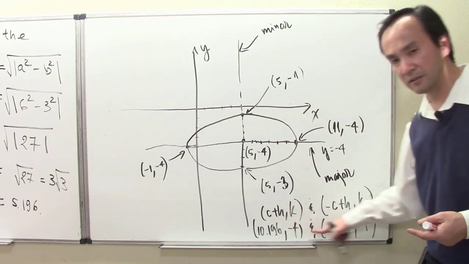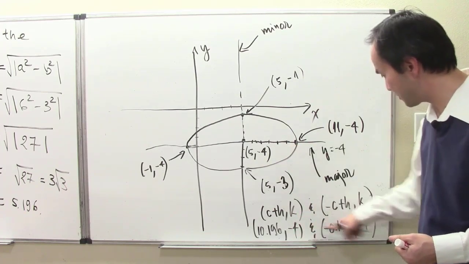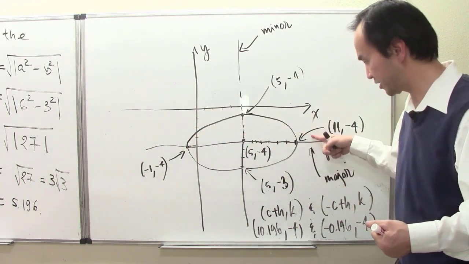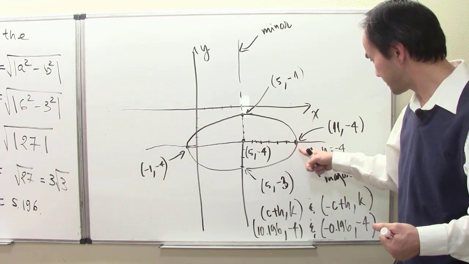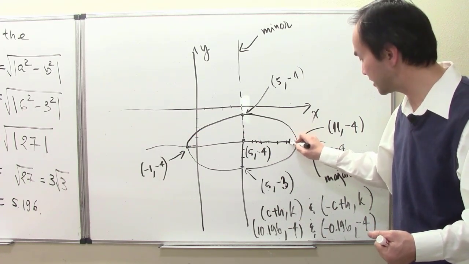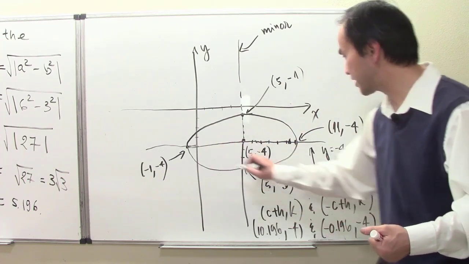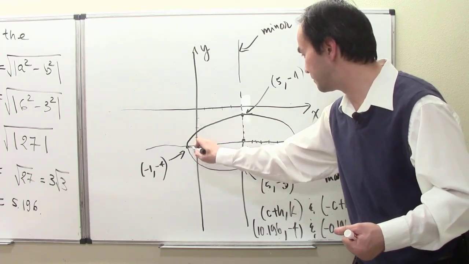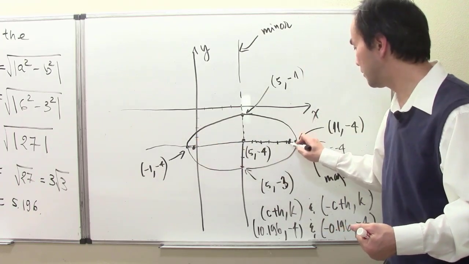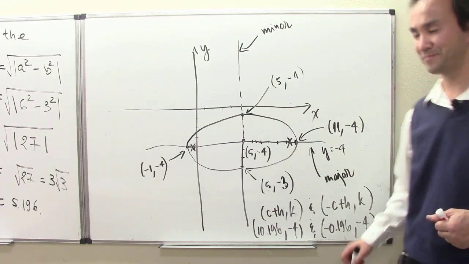So these are our foci. Negative 4 for the y value means those 2 points are consistently on this major axis. 10.196 is about right here. I'm not an artist anymore at this point. So that's one of our foci. And the other focus, negative 0.196: 0 is here, negative 0.196 is right about there. So these are our 2 foci. I put an X here, making it a little easier to recognize.